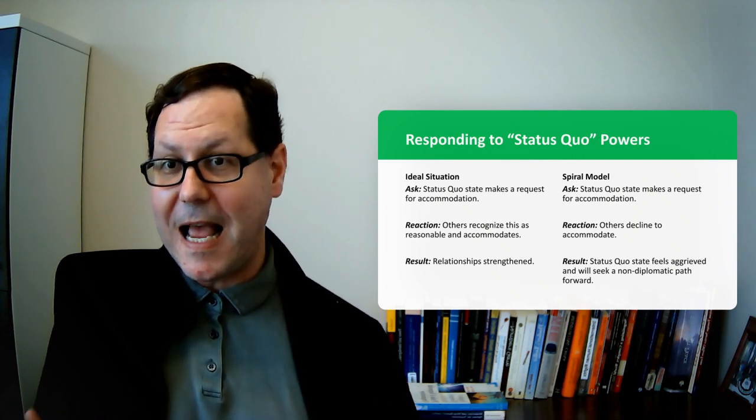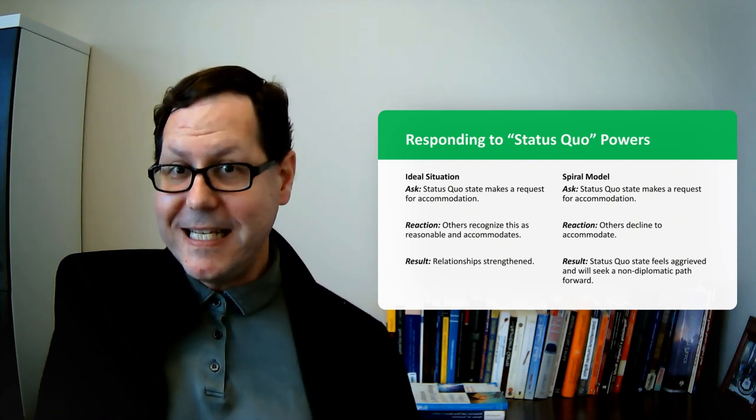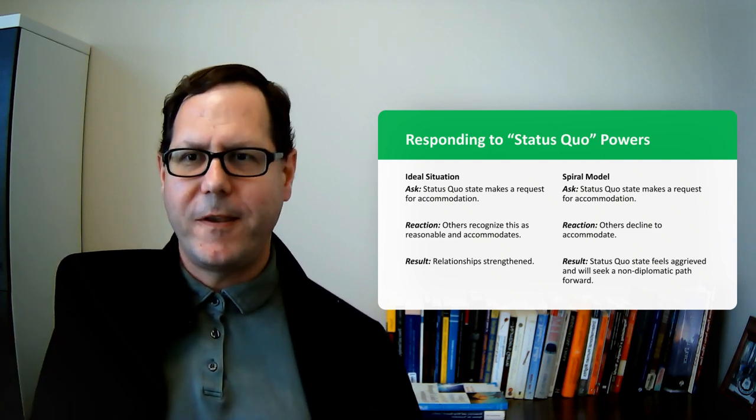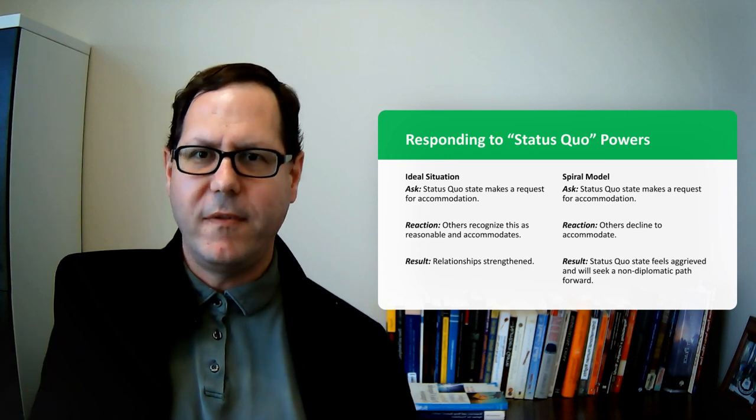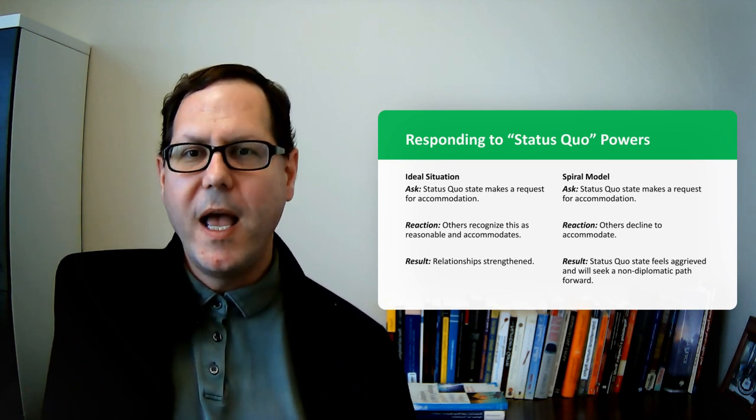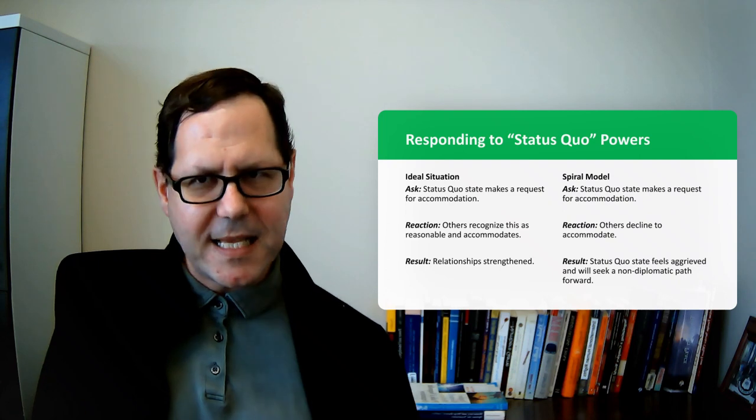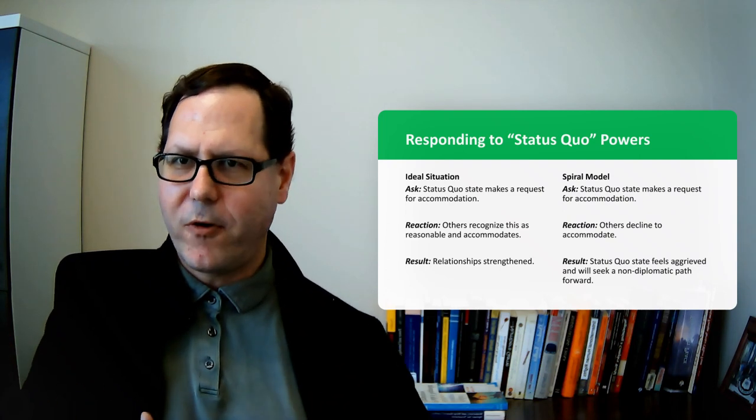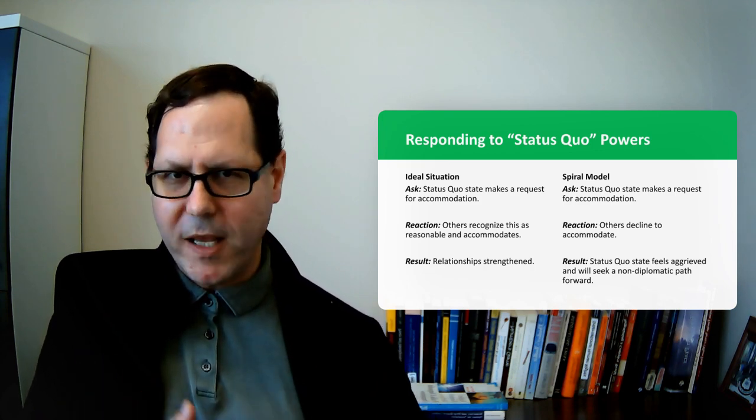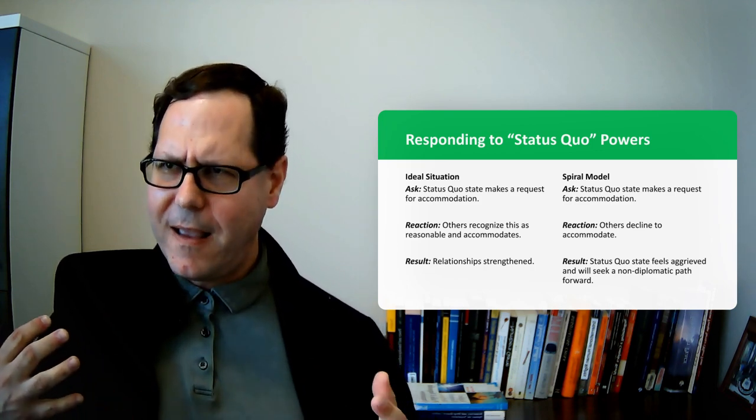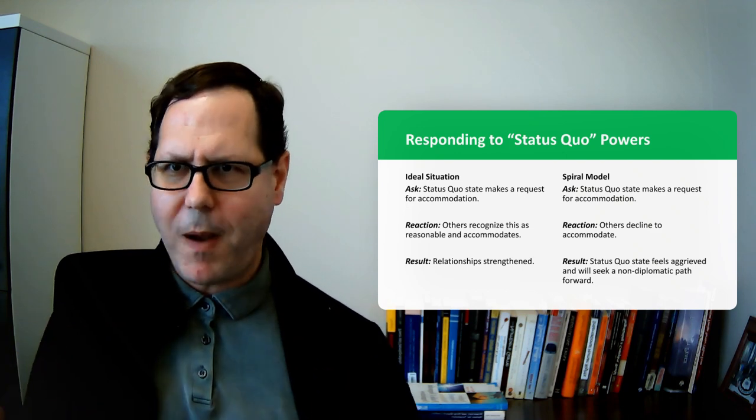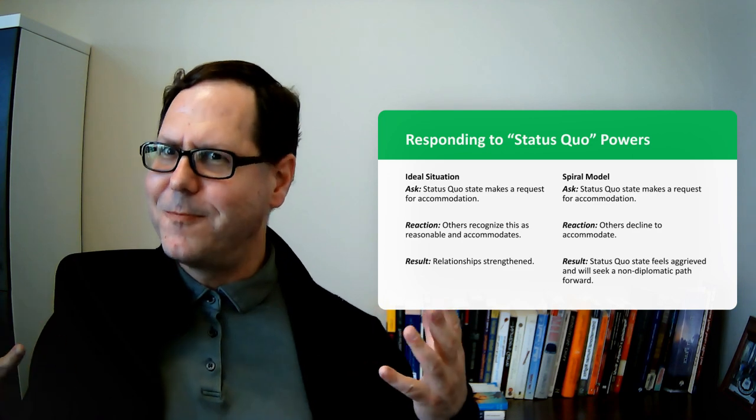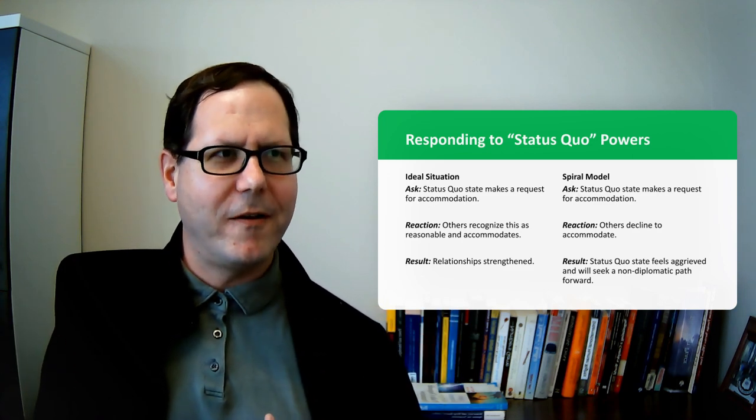And so if you are facing down a status quo power, ideally, right, the status quo power will make a request for an accommodation, say there's something I don't like about the international system that I'd like changed, I want this adjustment to the way that things work. And others would look at that and say, yes, that's reasonable, and we can accommodate you, and then everybody sort of works together, and grievances get dealt with, and relationships are strengthened, and there's a sense of, like, I can advance my interests by international cooperation. And that would, in theory, put us on a track toward not conflict.